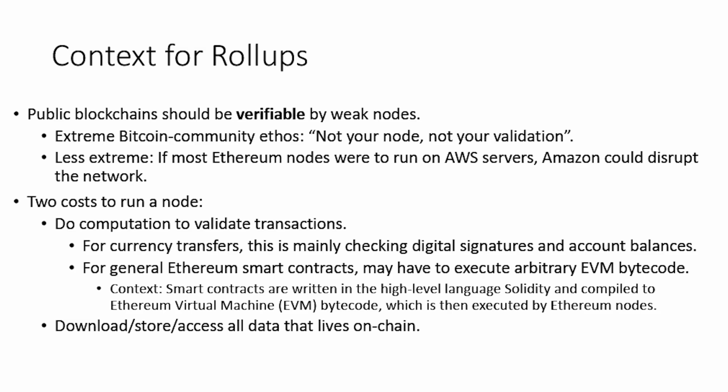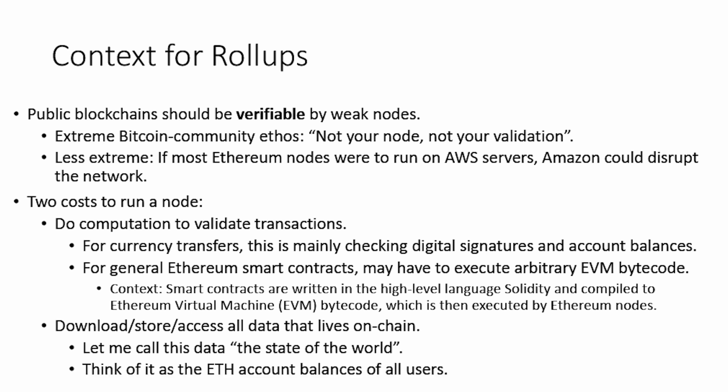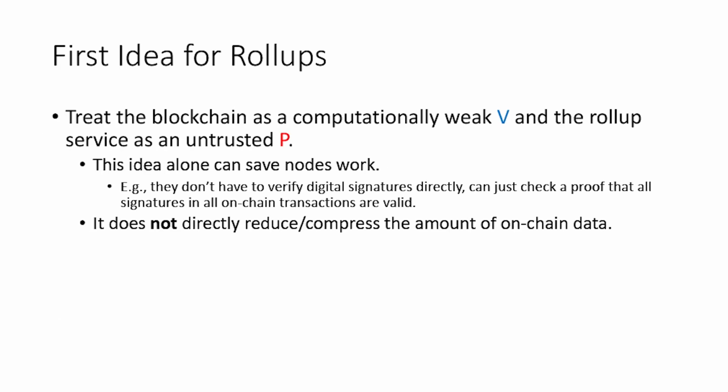So in addition to the computation the nodes have to do, they have to store all the data that lives on chain, with some caveats about light clients and full nodes, and I myself am not super well versed in those differences. But conceptually, you've got computation and you've got storage. Those are the two costs. Okay, so let me just call the data stored on chain the state of the world, and for simplicity, you can just think of it as all Ethereum account balances, if you want to make things concrete.